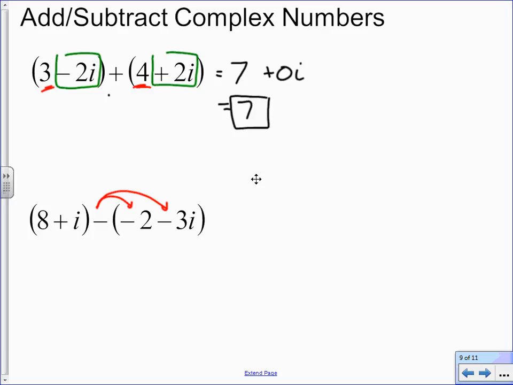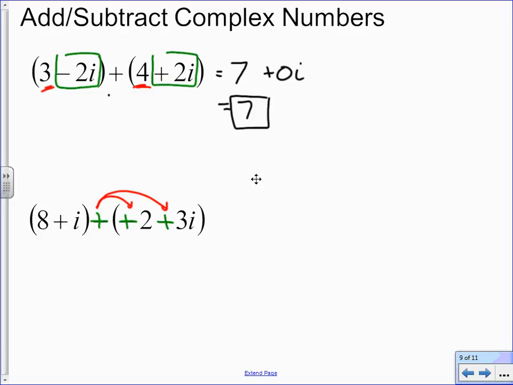So when I start these problems, I always change my subtraction to addition, and then I go through the next complex number and I change the sign so that I'm adding the opposite. So this is going to become plus, positive, positive. That's adding the opposite. That's what subtraction is. Adding the opposite.